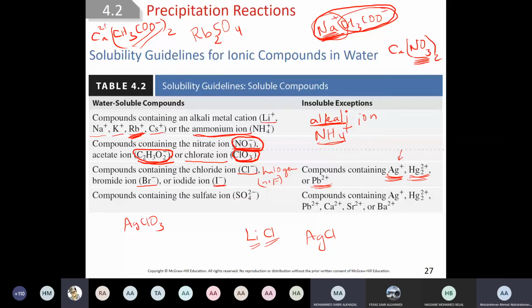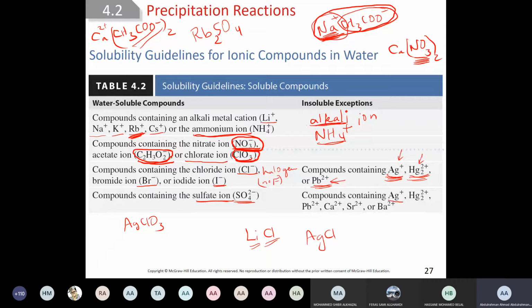Silver and mercury. Not mercury 2, mercury 1, which is a special group, and lead. You must memorize this. Good. Next, compounds containing the sulfate ion, SO4 2-, are also soluble in water. But there are exceptions. What are the exceptions?